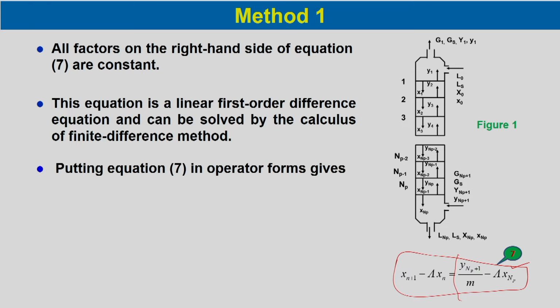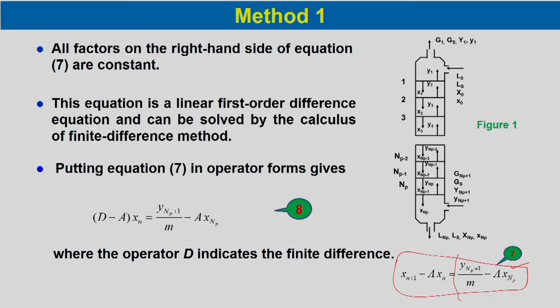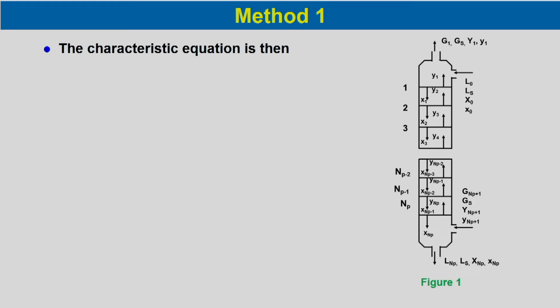Now, putting equation 7 in operator form, it gives D minus A into x n equal to y n p plus 1 divided by m minus A x n p. Here the operator D indicates the finite difference. Now, the characteristic equation of this difference equation we can write as m minus A equal to 0. So, this is equation 9. Here we can write m equal to A.